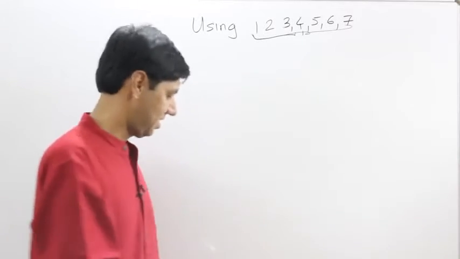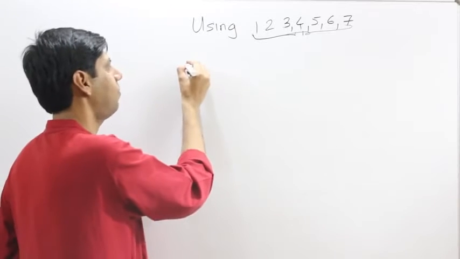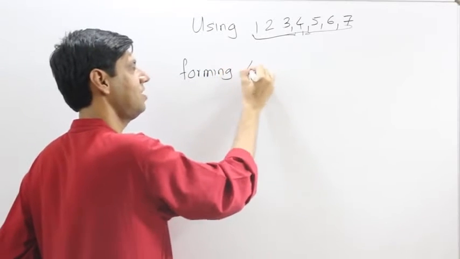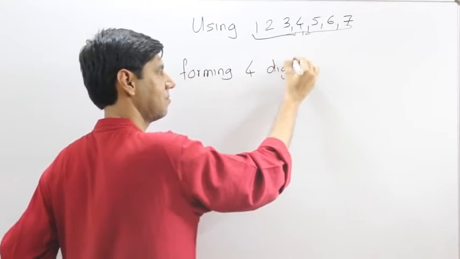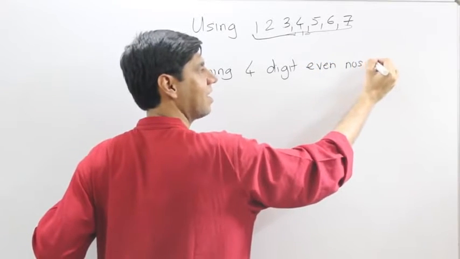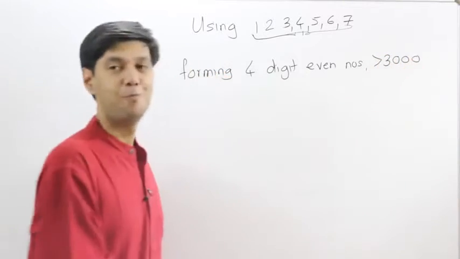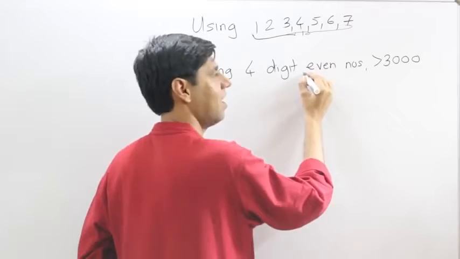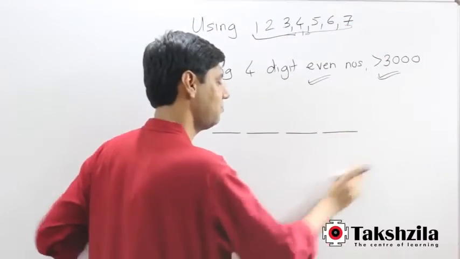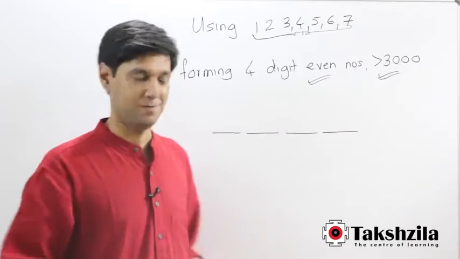Now comes the next and a significant question, a big learning point. How about forming 4-digit even numbers greater than 3000? So now we have both the conditions. It should be even as well as greater than 3000. If there are 2 conditions, which condition should we satisfy first?